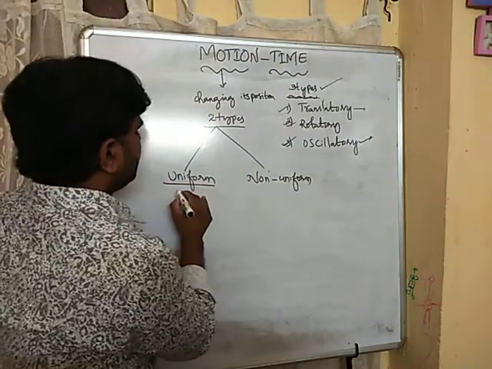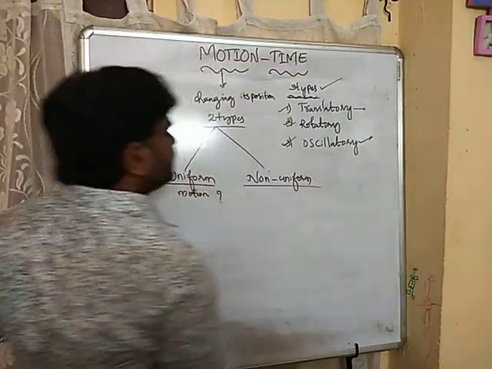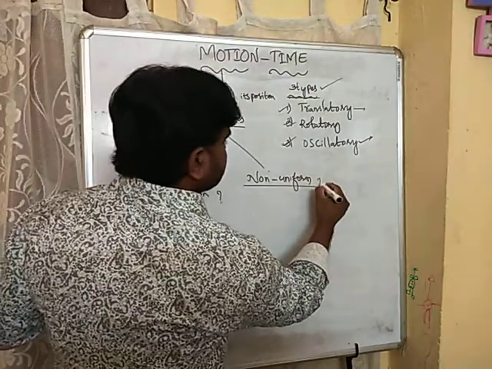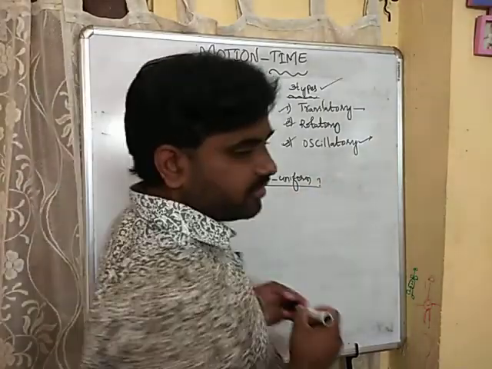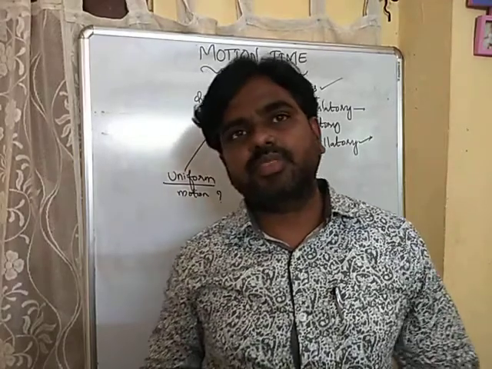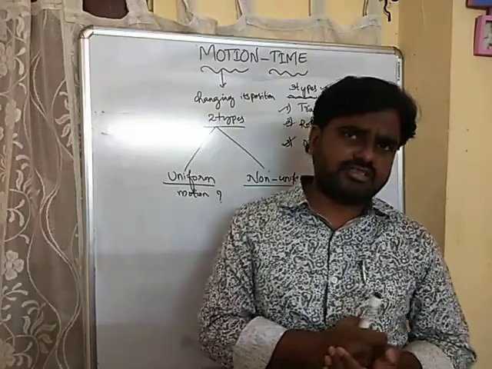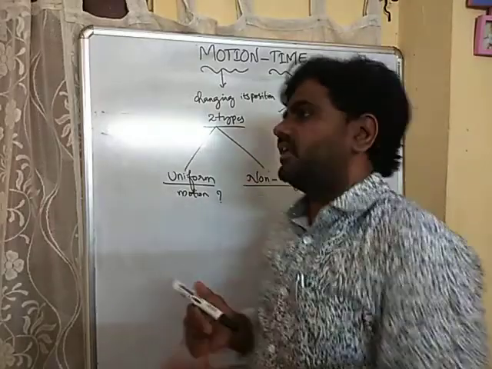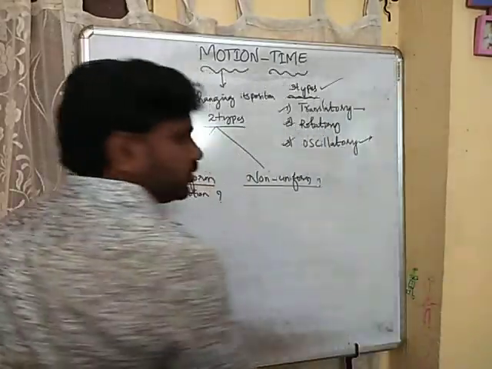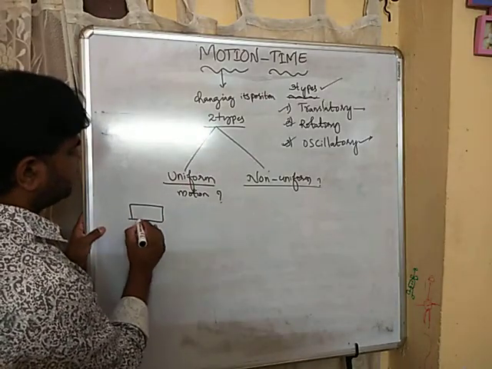So what is uniform motion and what are the examples we are going to see, and what is non-uniform motion and what are the examples under the non-uniform motion. So first we will learn about the uniform motion. See, if a body covers, okay, before I give you the definition, I'll give you a small example of a train or a bus. For example, a bus.